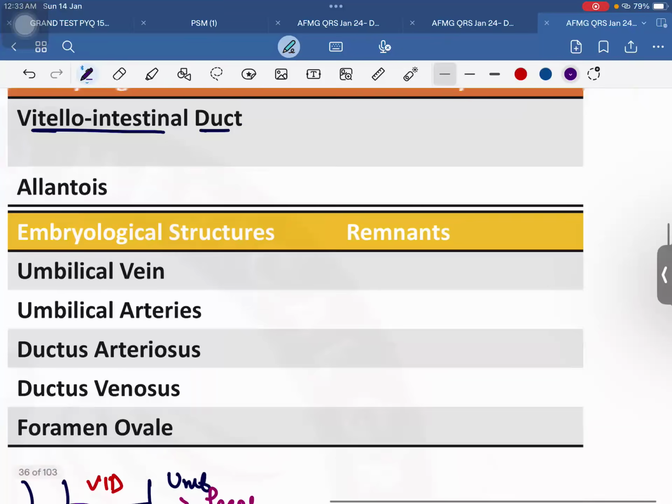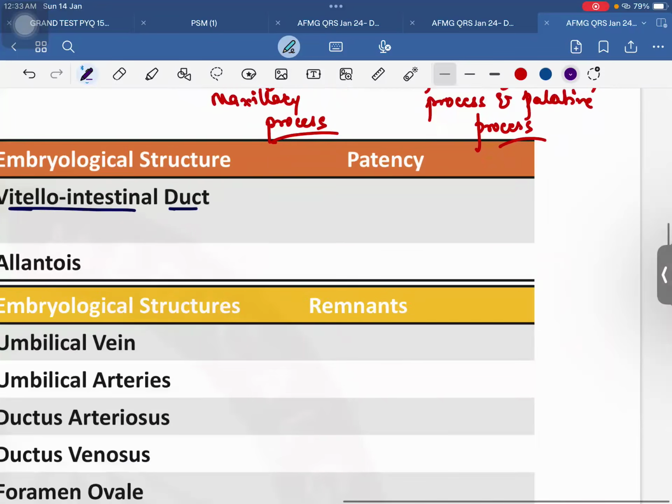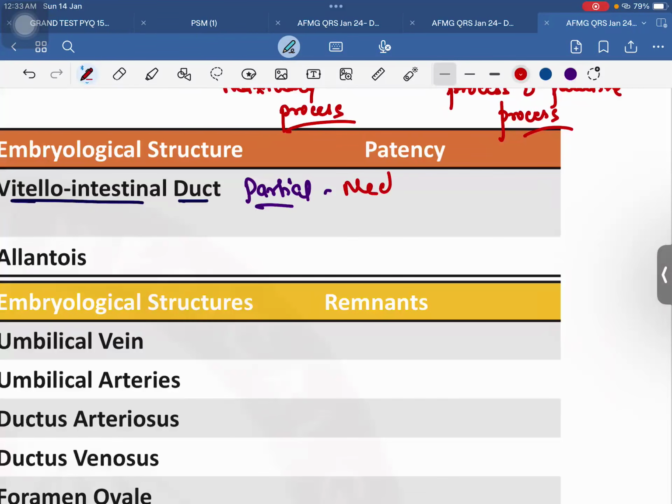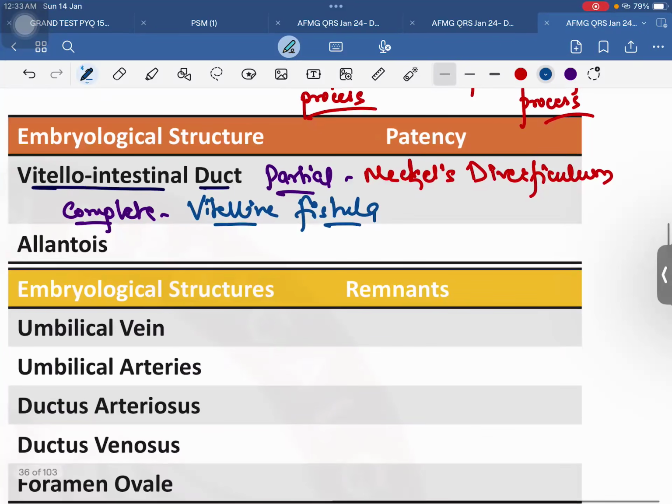So the vitellointestinal duct, if there is a partial patency, leads to formation of a Meckel's diverticulum. Whereas if it is completely patent, please remember, it leads to formation of a vitelline fistula. And in case of vitelline fistula, what passes via the umbilicus? It is the feces or the meconium which passes via the umbilicus of the neonate. That will be the history.